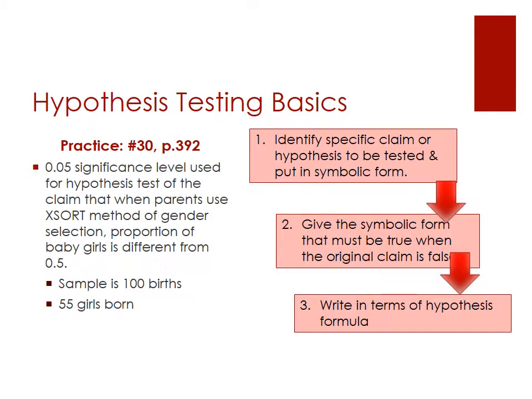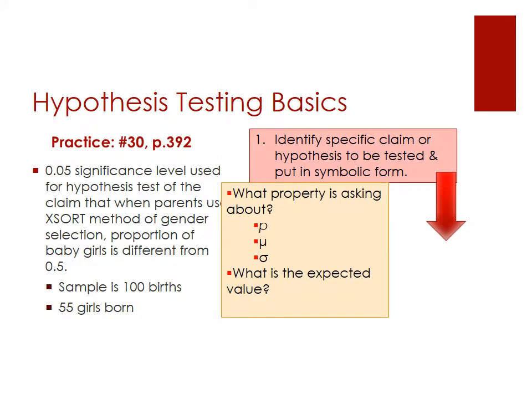Okay, let's do one more practice problem here. So this is number 30 on page 392. So here we're looking at a hypothesis test. Again, we're using the same method, and we need to go through and identify our 3 steps here. So again, identifying the specific claim or hypothesis to be tested and put it in symbolic form. So again, what property are they asking about in this particular problem, and what do they expect the value to be?